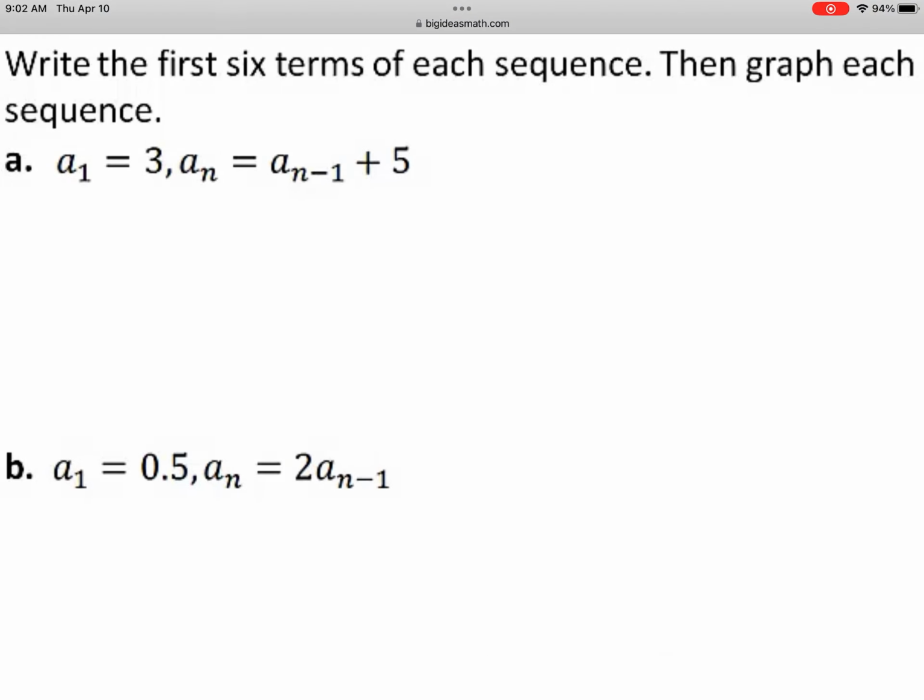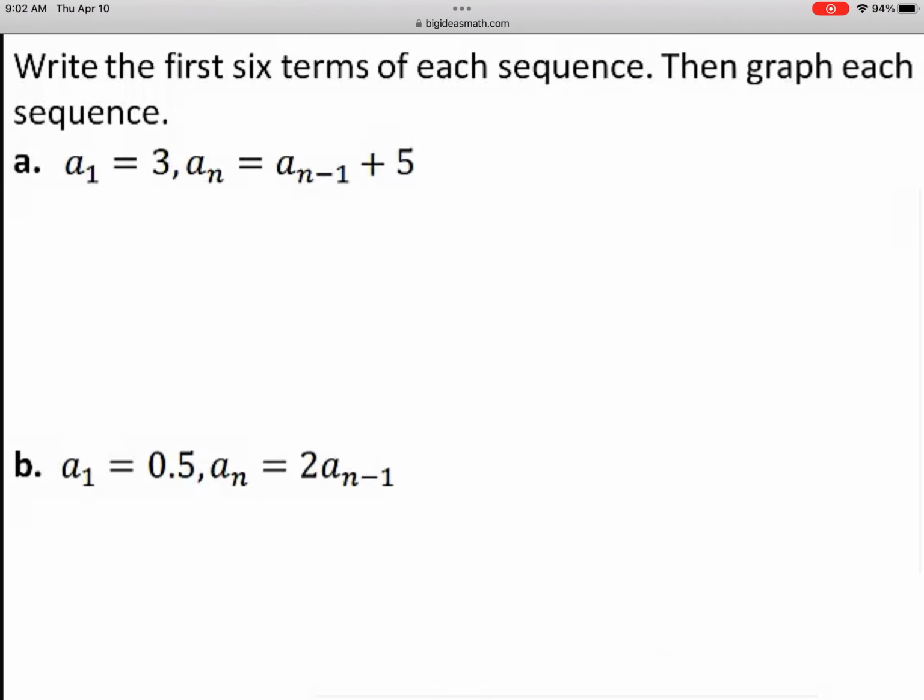Write the first 6 terms of each sequence, then graph each sequence. Part A: a sub 1 equals 3, a sub n equals a sub n minus 1 plus 5. You are given the first term, a sub 1 equals 3. Use the recursive equation to find the next 5 terms.